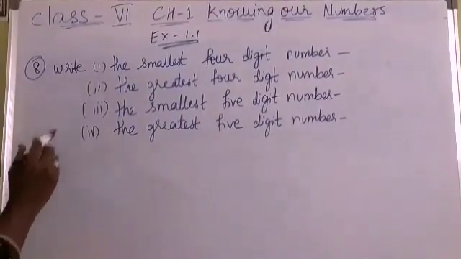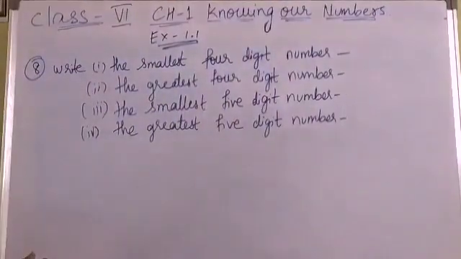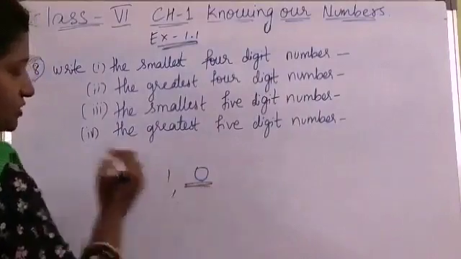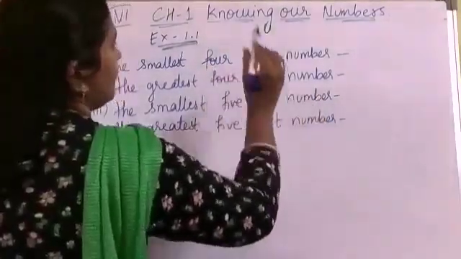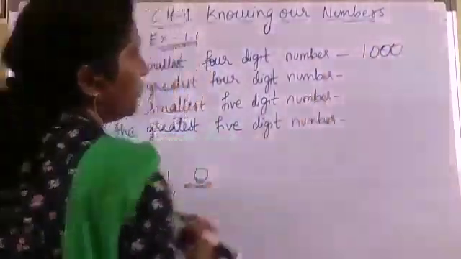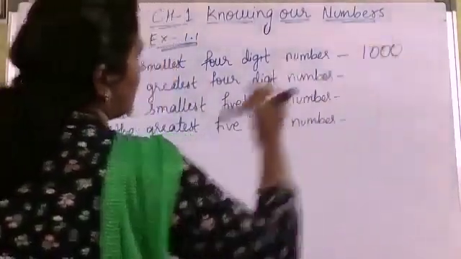Next, 8th question. Write the smallest 4-digit number. You know, the smallest 4-digit number includes only 1 and 0. We can't write 0 first because it has no value if you write 0 first. Right? Next, the smallest 4-digit number means 1 followed by 3 zeros. If you count the number of digits, how many digits are there, children? 4. And it is the smallest 4-digit number.